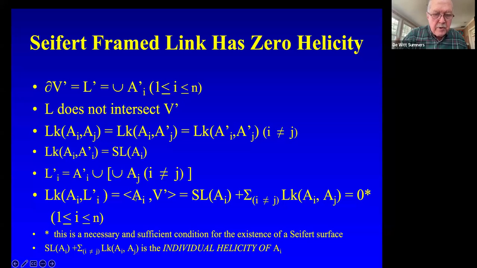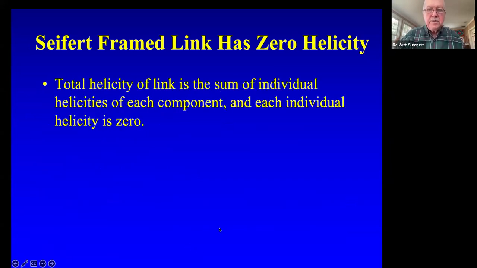And I'm going to call this number here, the self-linking number of AI plus the summation of the linking AI, AJ for I different from J, the individual helicity of AI. And the total helicity of the link is the sum of each of the individual helicities. So the total helicity of a link is the sum of these individual helicities, and each individual helicity is zero, therefore the sum is zero. So this proved that a Seifert framed link has zero helicity.